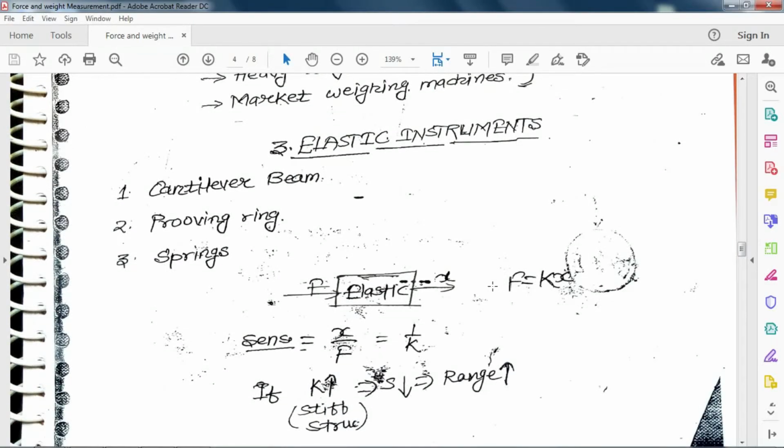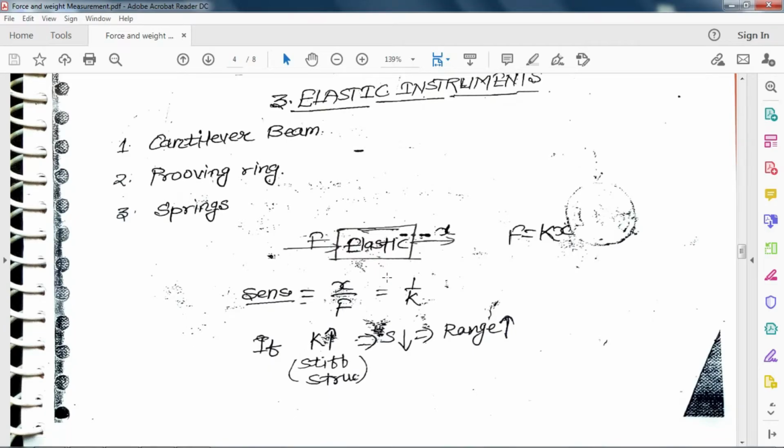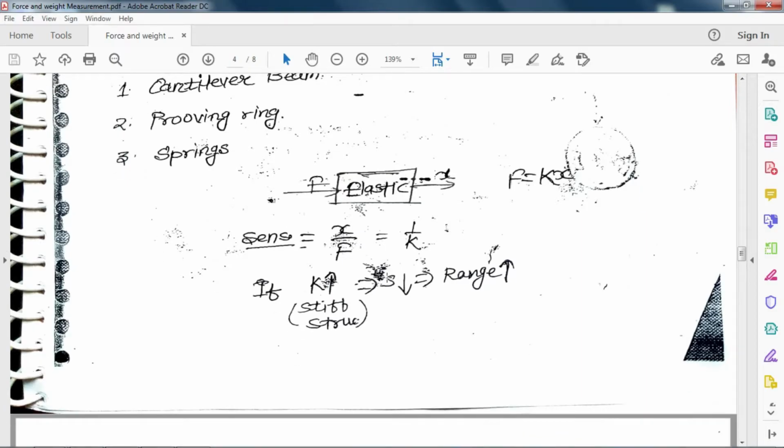Then our last part, which is elastic instruments. It is further divided into 3 parts: cantilever beam, proving ring, and springs. So first, cantilever beam. In elastic instruments, generally we apply force, and this elastic material is displaced a distance x, so our force is equal to k into x. Here k is the sensitivity factor, so x divided by F is equal to 1 upon k.